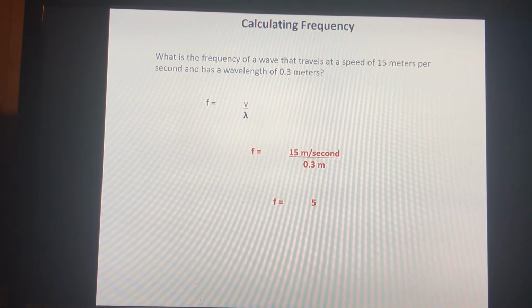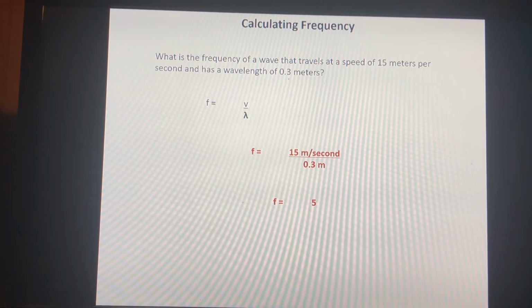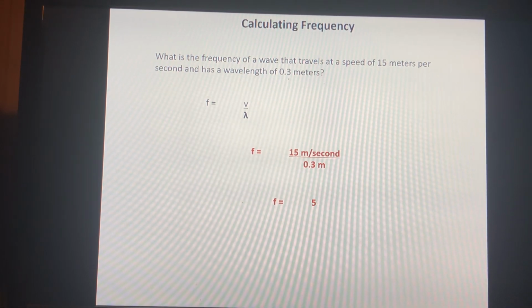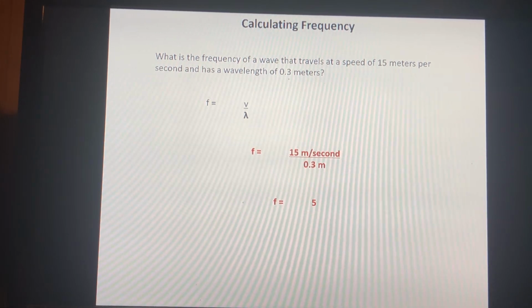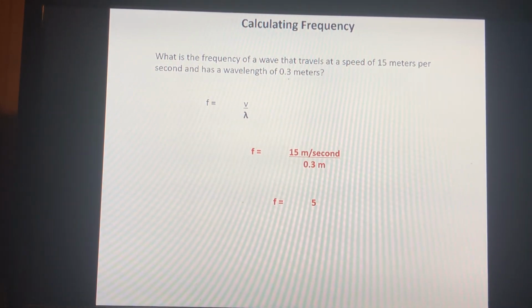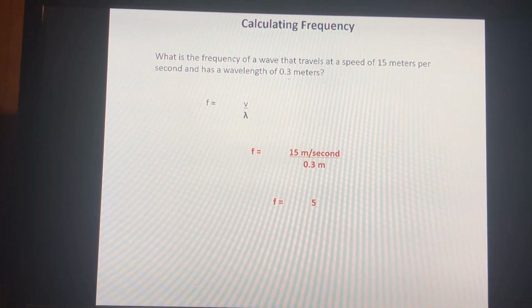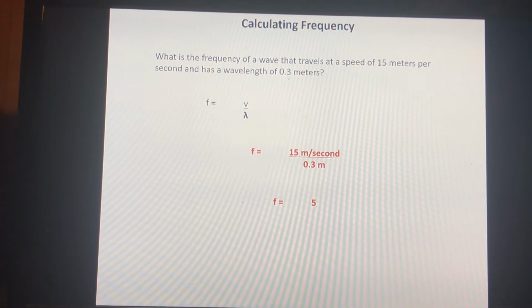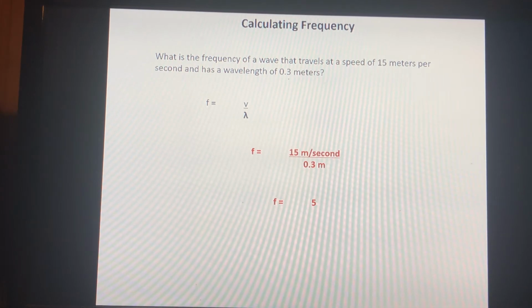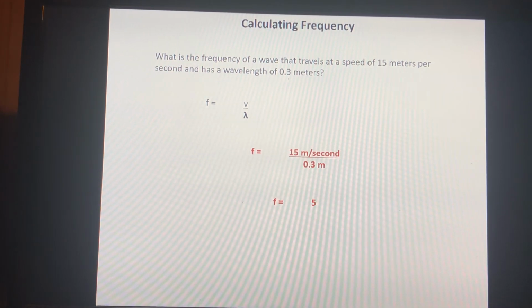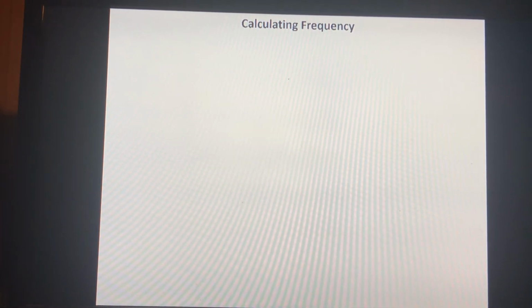And I may have done the math wrong there. I'll give you extra points if you can figure out that I got the math wrong. Looking at it right this second, 15 divided by 0.3 doesn't seem like it should be 5. It seems like it should be something else to me, maybe like 50. But earlier today, somehow that's what I got. Nevertheless, whether it's 5 or 50, we're going to label it hertz, and on we go.